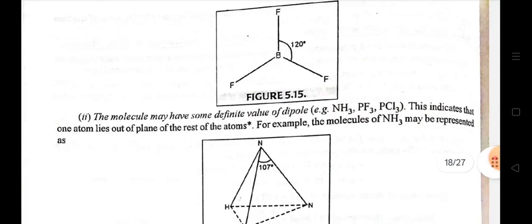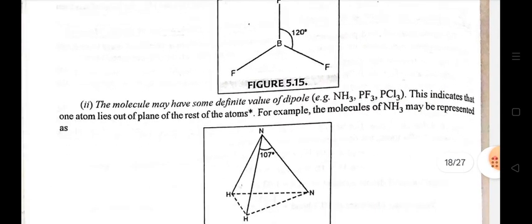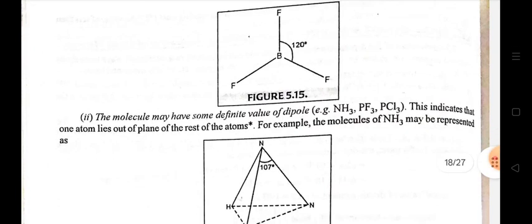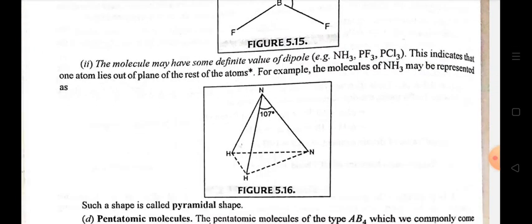The molecule may have some definite value of dipole moment, as in ammonia, PF3, PCl3. It indicates that one atom lies out of the plane of the rest of the atoms. For example, the molecule of NH3 may be represented as in figure 5.16. Such a shape is called pyramidal shape.